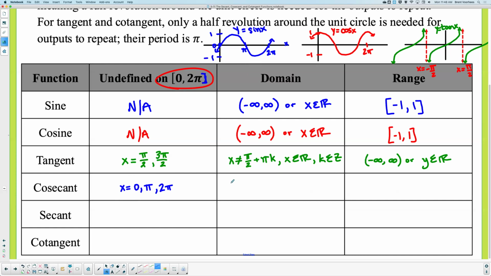So I'm going to use this model. We're going to say x cannot equal, and you would pick one of those. I'm just going to pick the first one. Is that okay? You would pick one of those, and then you would add how far apart they are. What's the spacing between 0, pi, and 2 pi? How far apart are each of those? Pi. So you do plus pi k. This means x cannot equal those values, but x can be any other value. So I'll do comma x is real. That means x can be any other value except for those. And once again, k is any integer.